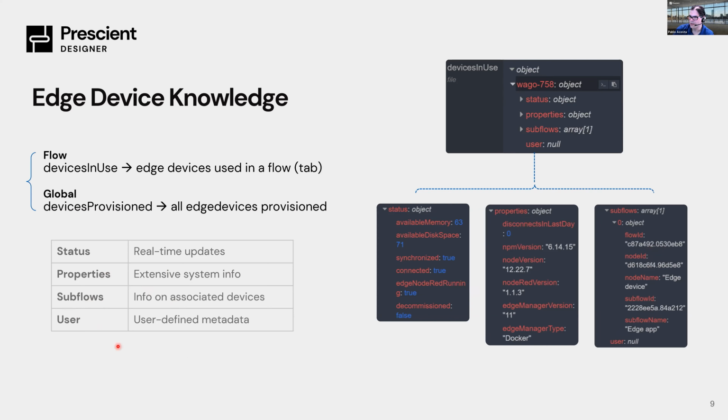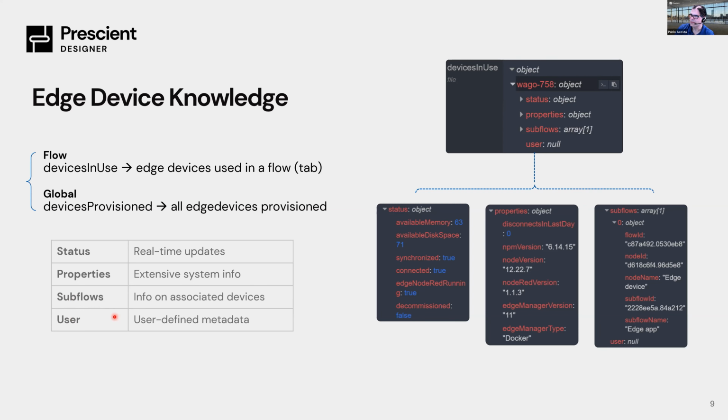Additionally, we have a user property where it's freeform. All the other status properties and subflows are read-only, but this user property is read and write. You can put any metadata you want there, and it's permanently and persistently stored, which essentially opens the possibility to place information that's relevant to your application for any particular device. So you can start using this in Designer 2.